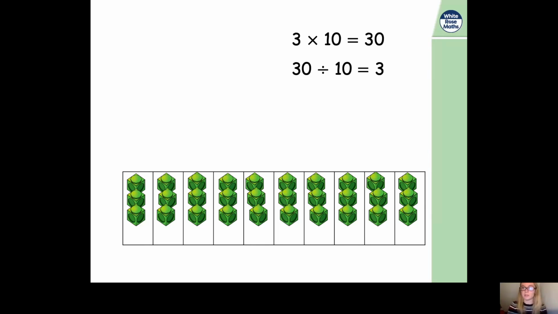Again, can you see that we've used the same numbers in our multiplication number sentence as we have in our division number sentence? We've just flipped it round, haven't we? So there you go. There is a link between multiplication and division. And if you know the multiplication, you can also know the answer to the division.